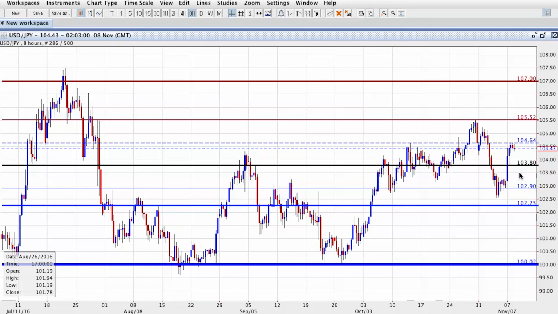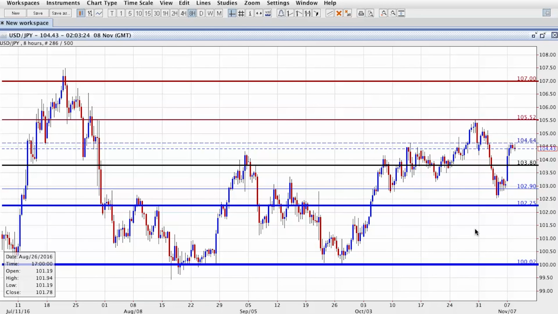If we look to the downside, of course we need to get underneath the 103.80, close under there convincingly, and then traders may look to go short. And of course we have a low around 102.90. That's been a key level for the US dollar Japanese yen. We need a longer time frame close underneath the 102.90 for traders to come down and test the 102.25, and that's a key level for this currency. Once we're underneath there, it really opens the floodgate for the 100 level.